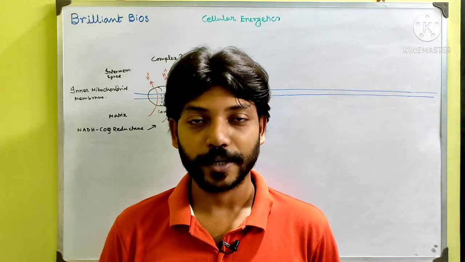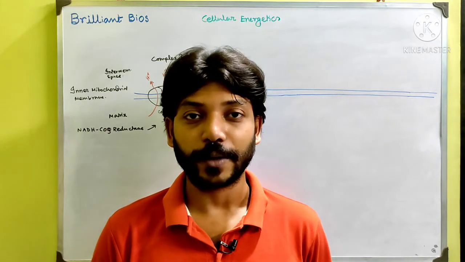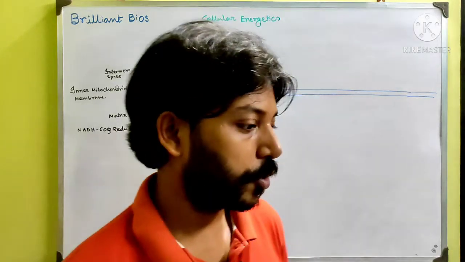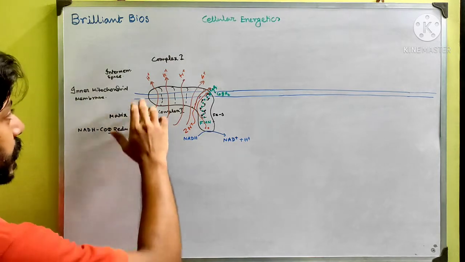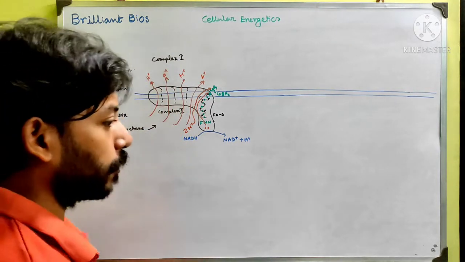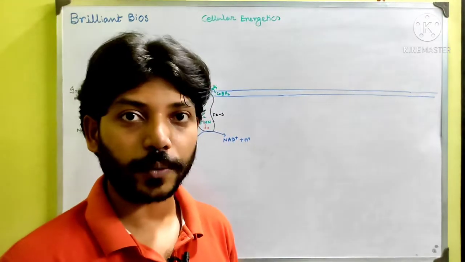In this video lecture we will learn about complex 2 of the electron transport chain, and at the end of this video I will talk about another type of protein that functions very similarly to complex 2. In my previous video I already discussed complex 1, that is NADH CoQ reductase, how this complex functions and its structure. Now in this video I will talk about complex 2.